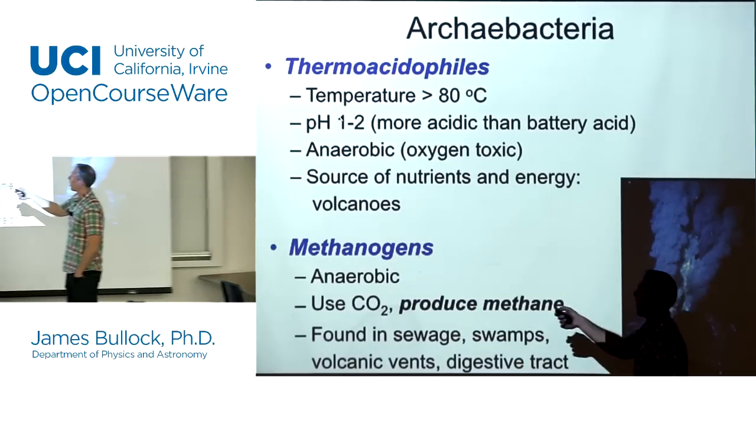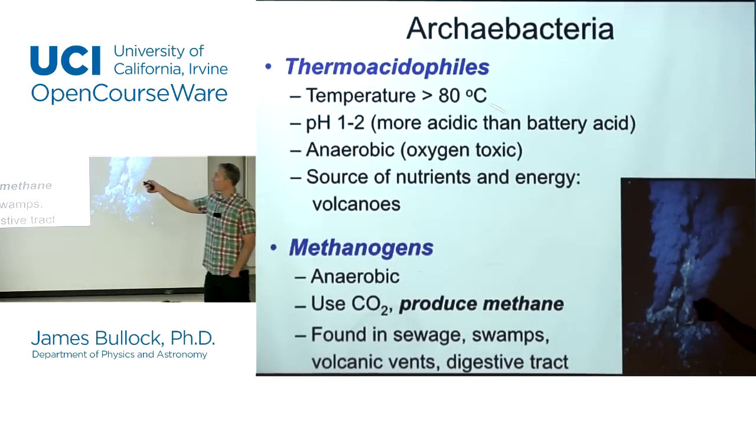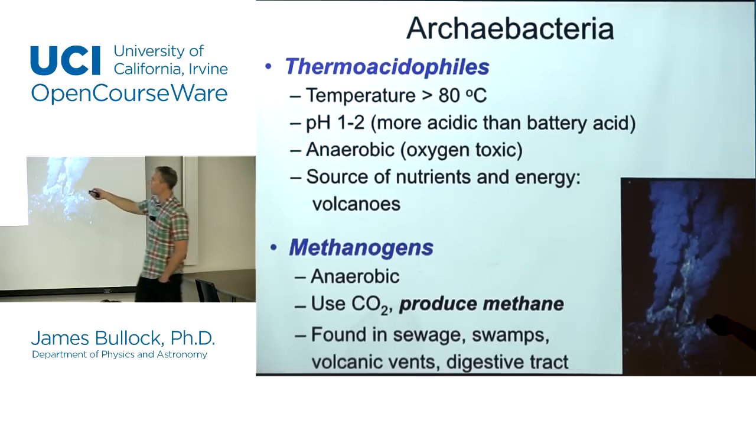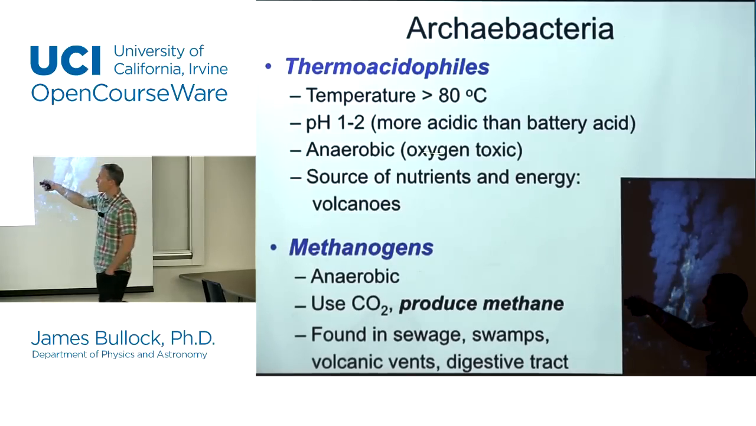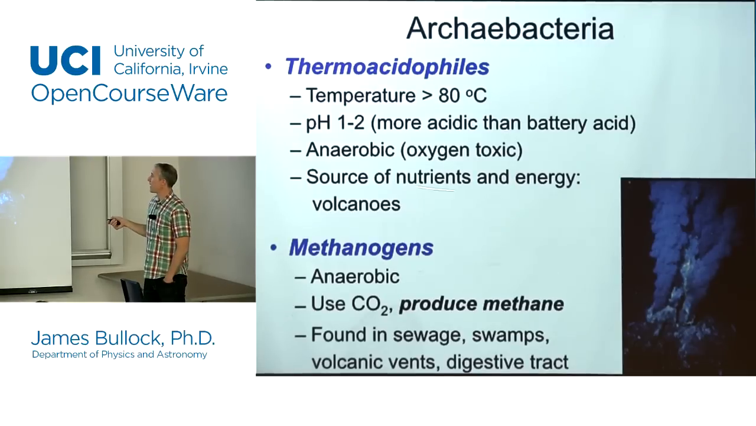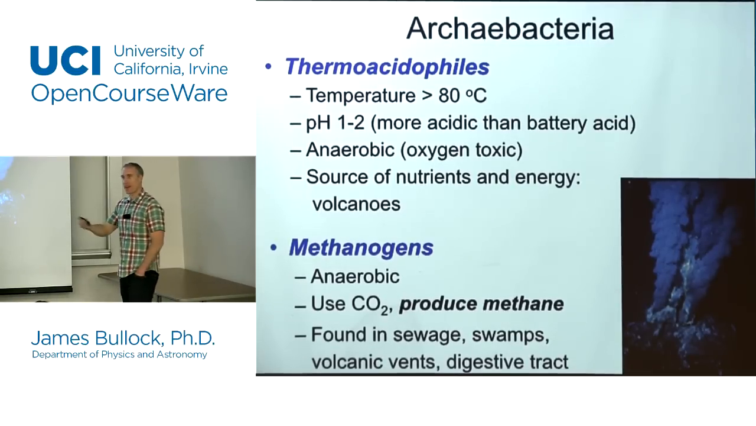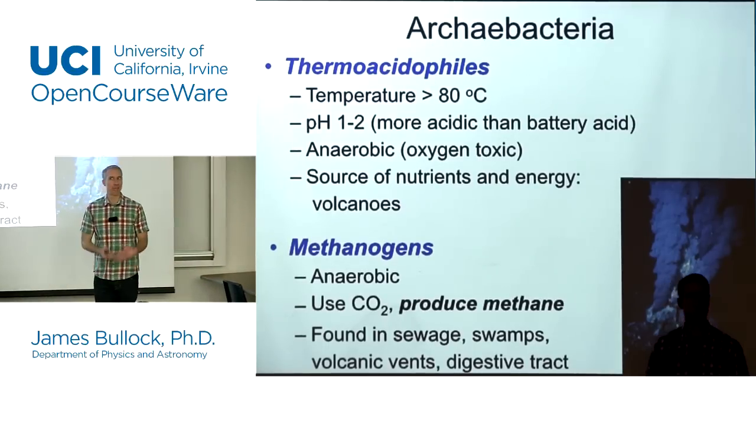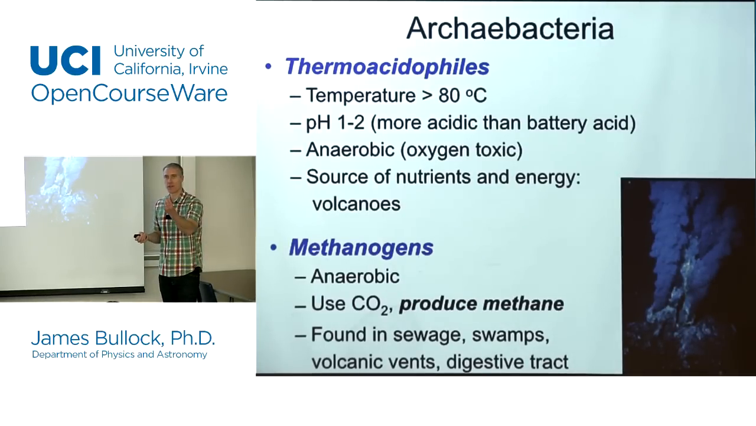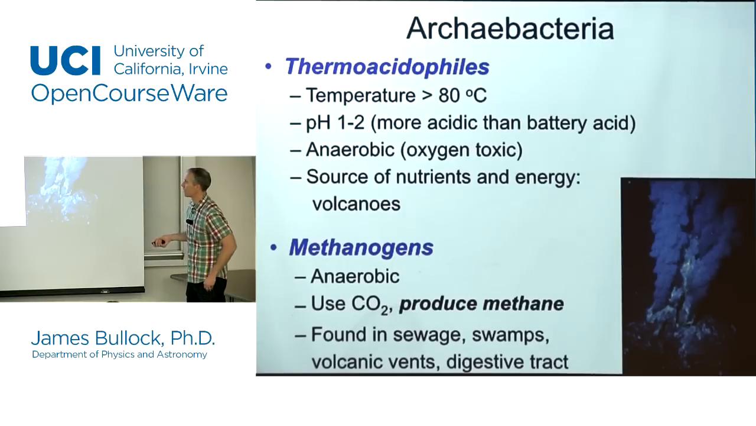For example, there is a class of archaea bacteria that thrive in temperatures above 80 degrees Celsius. So this is hot, okay? This is almost boiling water. They live in water that's more acidic than battery acid, okay? They don't require oxygen. In fact, if they encounter oxygen, they die. And they get their nutrients and energy from basically volcanoes. So if you go back in time 4 billion years ago, that's kind of what the Earth was like. And so this is not a crazy thing to think of as an analog to some of the earliest life on Earth.